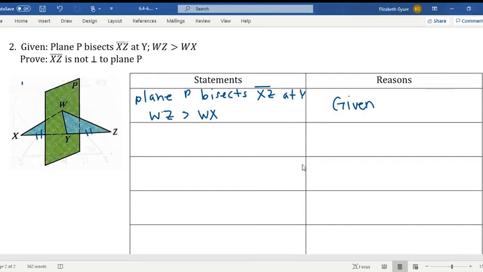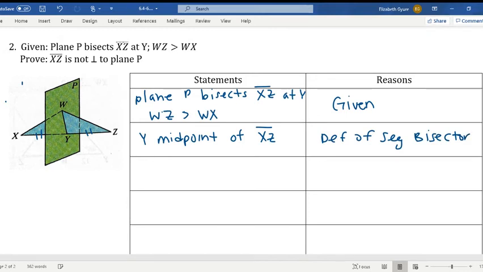Anyone have an idea? I see a vocab word. How can we use the vocab word? Yeah, we need to use the bisector. What does a segment bisector give us though? A midpoint. So we're going to say that Y is the midpoint of segment XZ. That is the definition of a segment bisector. What do I do from there?